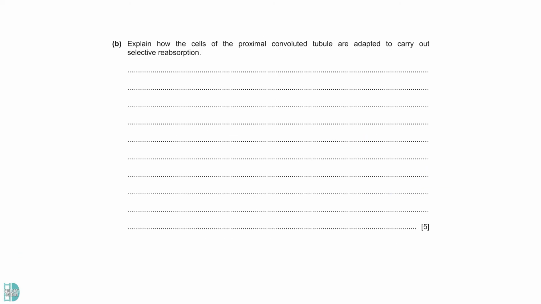B. Explain how the cells of the proximal convoluted tubule are adapted to carry out selective reabsorption. The word explain means that you must provide the feature and elaborate on how these features or structures help in the process. There are microvilli for large surface areas. It increases the rate of reabsorption.